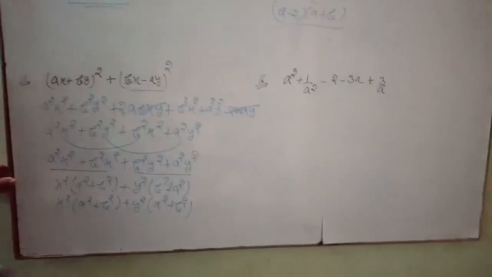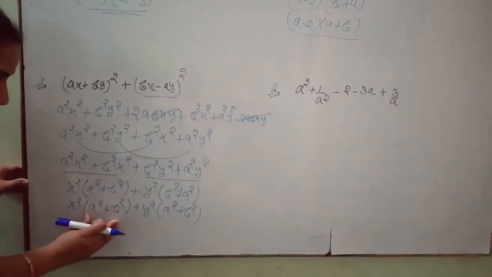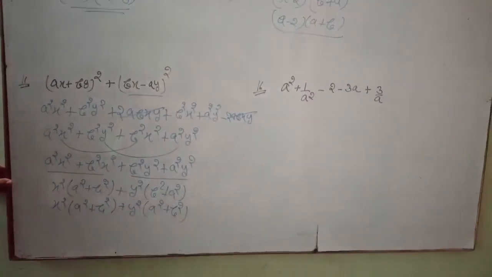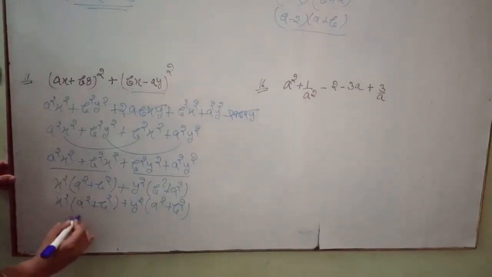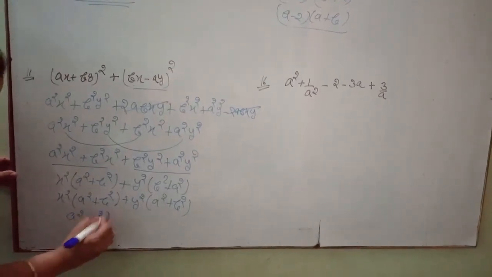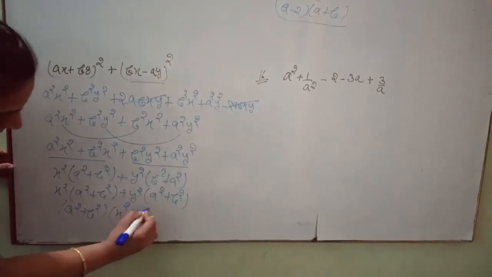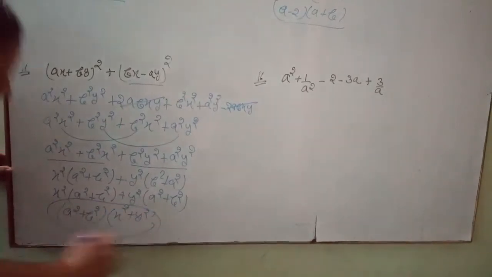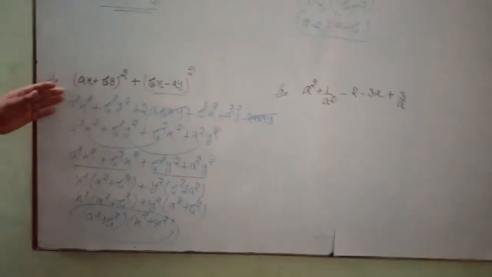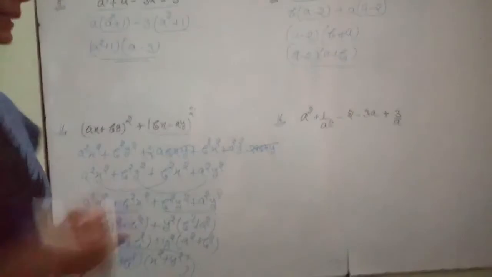Clear? Again in the first term a square plus b square, there is also a square plus b square, then a square plus b square is common, then there is only x square and y square. These two are the factors of this given expression. Clear? Then next question number 16.